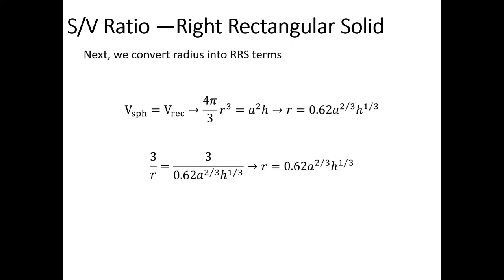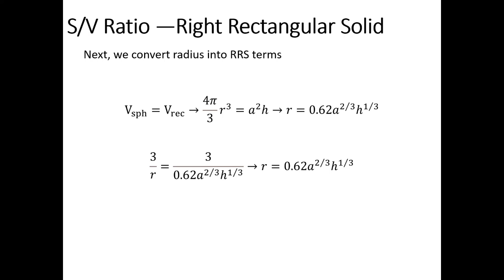Now, next we convert the radius into right rectangular solid terms. So again, the volume of the sphere is the same as the volume of the rectangle. Now there may be an easier way to do this, so if anyone finds an easier way, by all means. And if you see any mistakes, please feel free to mention. So we say that the volume here is equal to the volume there. r equals 0.628 to the 2/3 times h to the cube root of h.